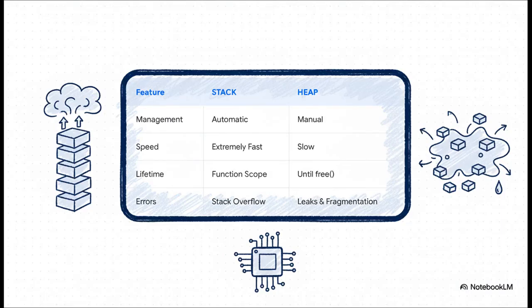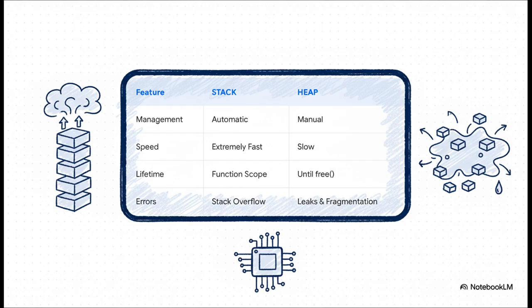The stack is completely automatic. The compiler handles everything for you, and it is blazing fast because adding or removing memory is just a single CPU instruction. The catch? The data only lasts as long as the function is running. The heap is the total opposite. It's completely manual, it's way slower, but data you put there sticks around until you say so.